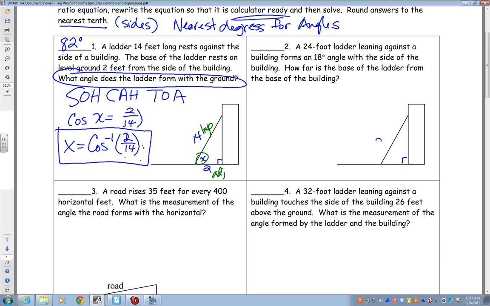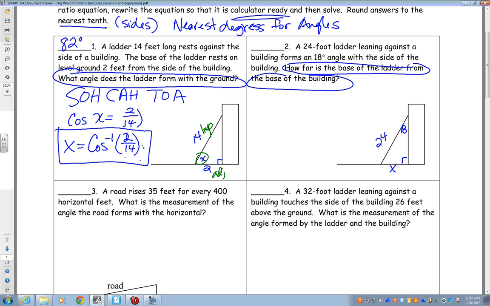24 is still the hypotenuse because that's the ladder leaning up against the building. So label that. Did you pick this up? Okay. 18 goes here because it's with the building. So the 18 is up top. They want to know how far is the base of the ladder from the base of the building. That's what we're trying to find. Over the opposite of the 18. It's at the bottom. It's on the ground.